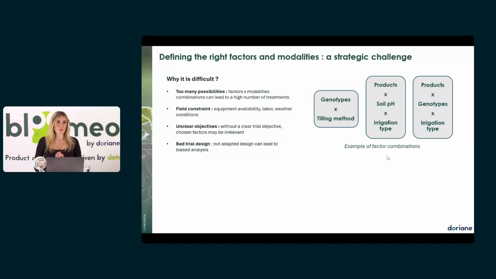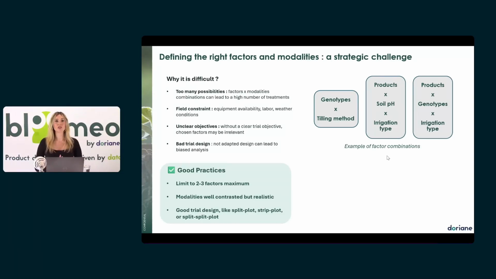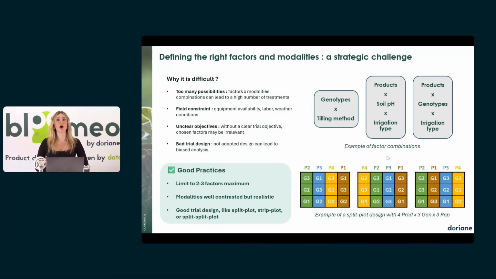Trial design is more important than you might think, because selecting a good design for your multifactorial trials can really ease things up in the trial management phase, and we will give you some examples of good practices. As I mentioned, limit it to 2-3 factors, and a good trial design could be split plot or strip plot. Here you can see an example of a 4 product, 3 genotype and 3 replication trial design. It is obviously randomized, but by selecting a main factor that can be applied in strips, you ease up your trial management process.